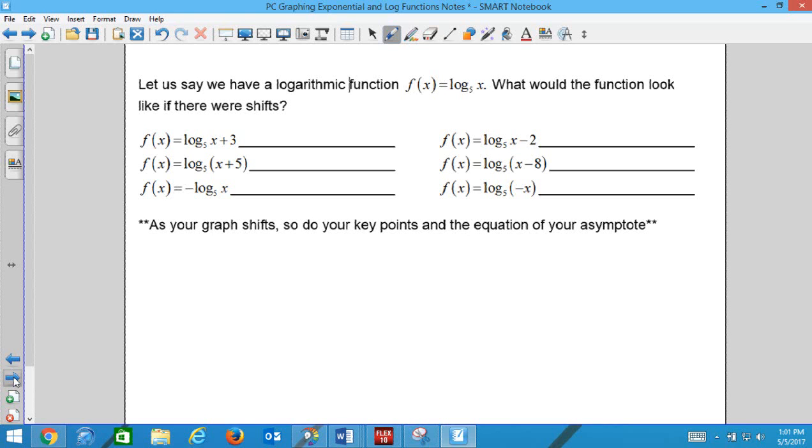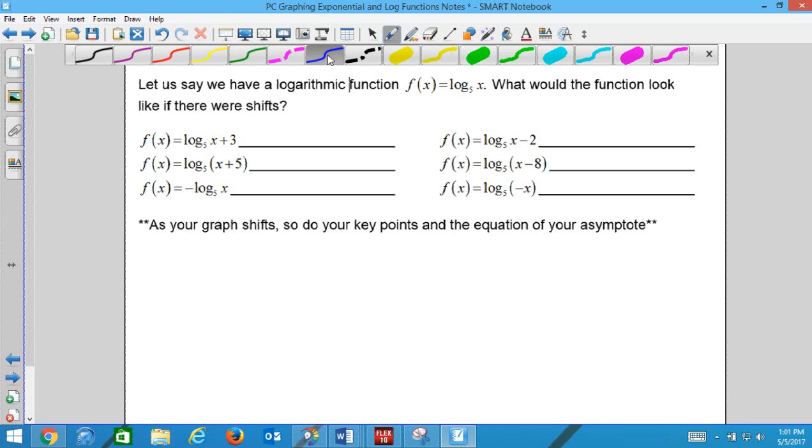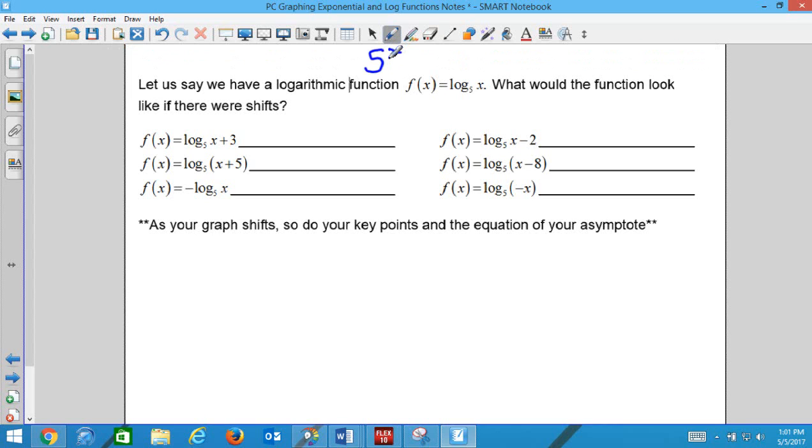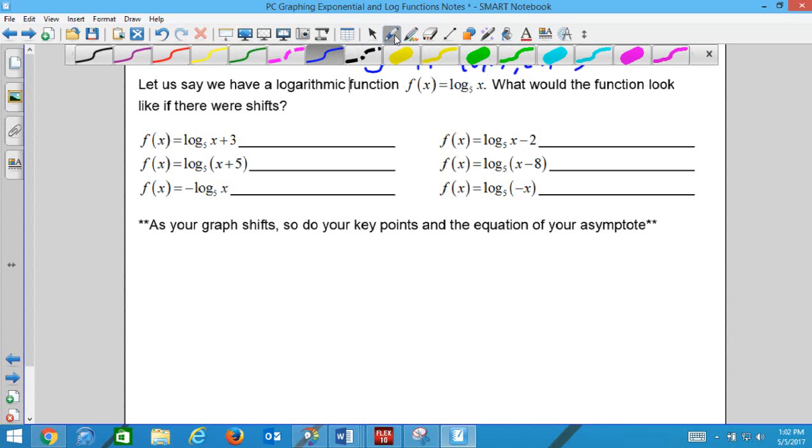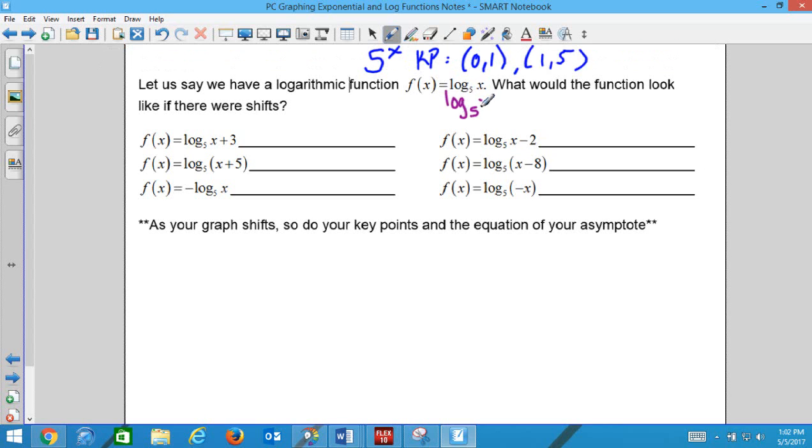So here our parent function is log base 5 of x. The inverse function would be 5 to the x. That's that first example at the top of the paper. That's the inverse function. So 5 to the x has key points at 0, 1, 1, 5. The log base 5 has key points at 1, 0, 5, 1. So how did I get the log point? I took the inverse and just switched them.